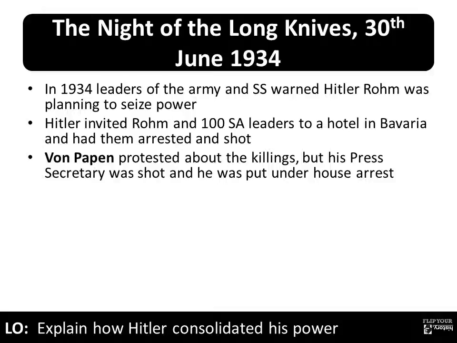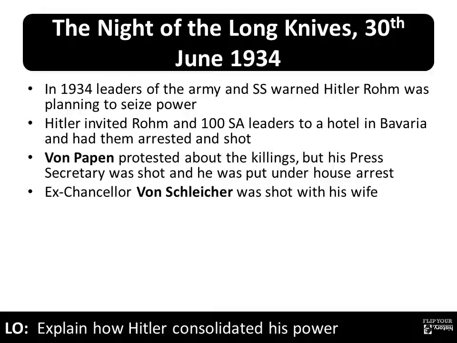Von Papen, who was still Vice-Chancellor, protested about the killings to Goering. Von Papen was told that the SS had things under control and that he should return to his home for his own safety. However, the SS arrived at his offices before him, shot his press secretary and arrested his staff, and then eventually von Papen arrived home and was effectively put under house arrest.